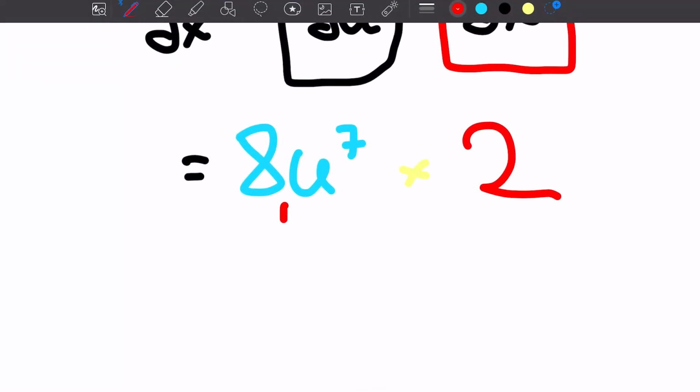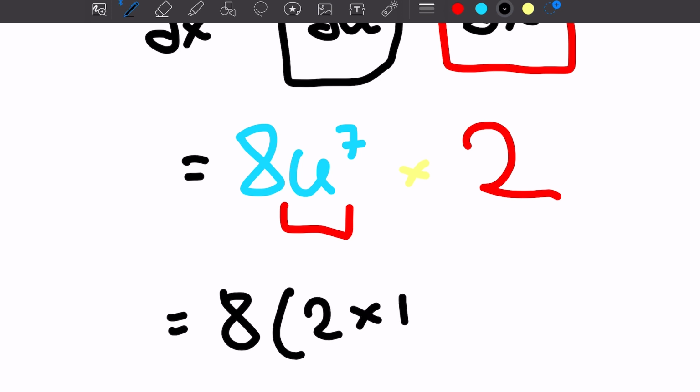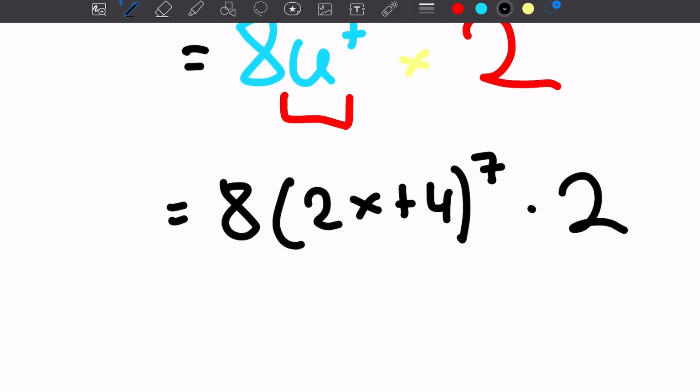So what is u equal to again, right? We can substitute what u is equal to in this actual thing. So we'll have 8 times (2x plus 4) to the power of 7 multiplied by 2, right? So then we can just multiply the two things on the outside. So that will leave us with 16 times (2x plus 4) to the power of 7.